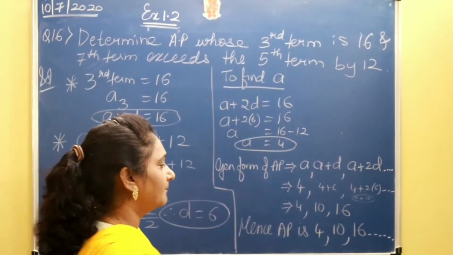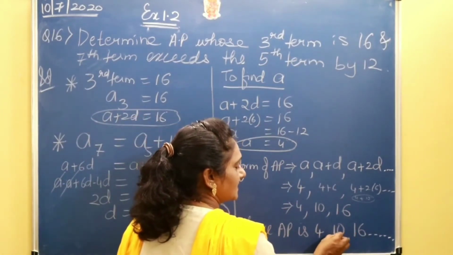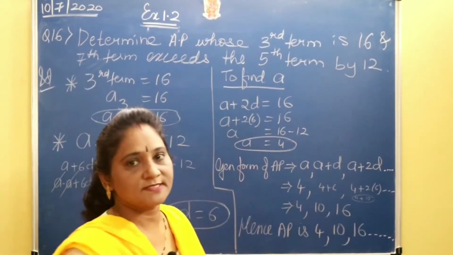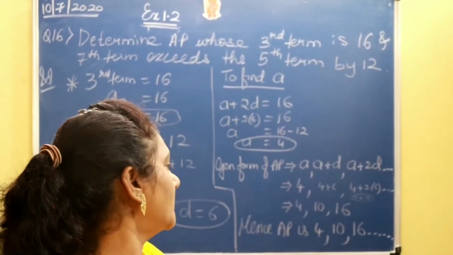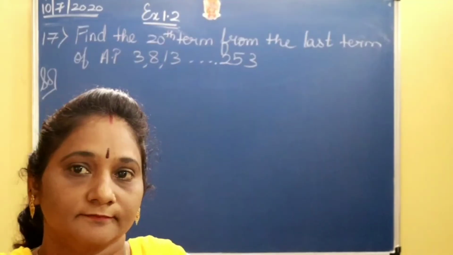Check with the d. 16 minus 10 is 6. 10 minus 4 is 6. So your answer will be correct. Hence required AP is 4, 10 and 16.